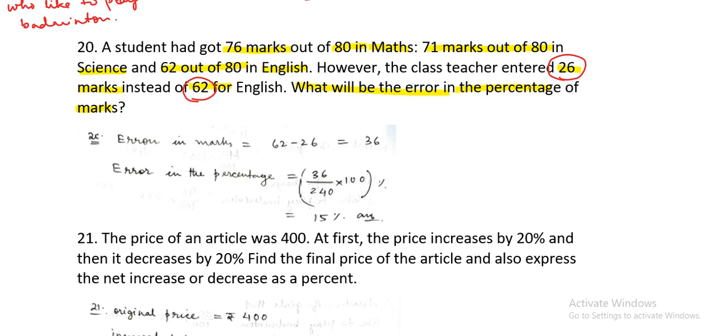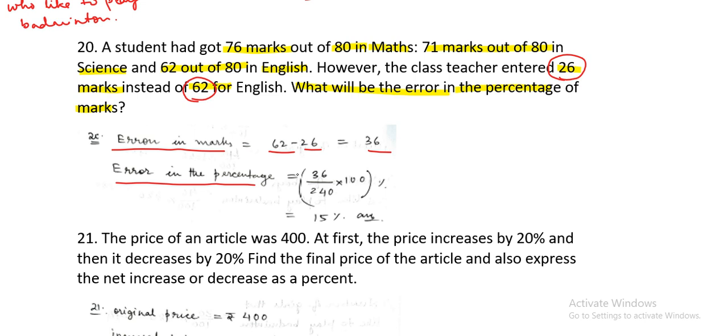Error in percentage. So it's very simple. First we'll find the error in marks. See, actually he has got 62, but by mistake 26 was entered. So what is the error? 62 minus 26 is the error, that is 36 is the error in marks. So what will be the error in the percentage? The error in the percentage will be 36 out of the total marks.